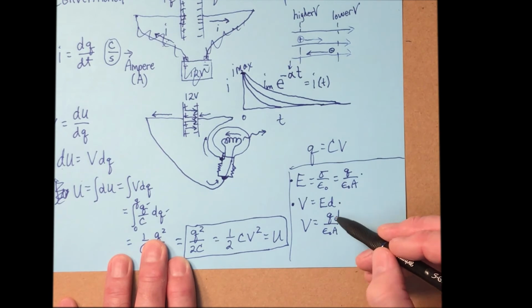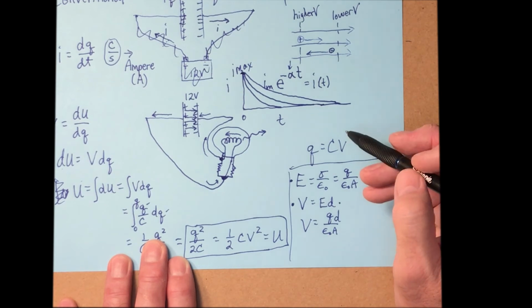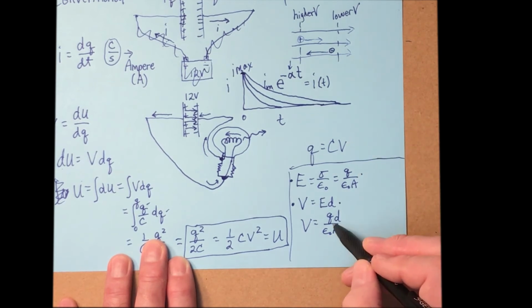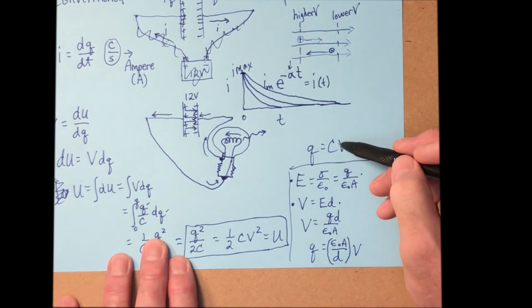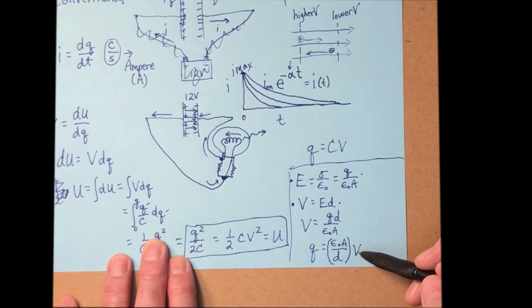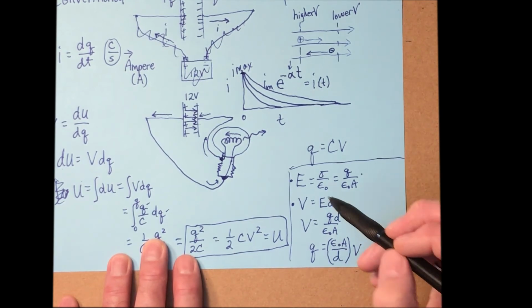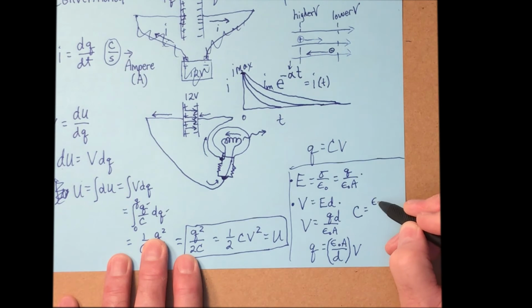So if I rewrite this equation and put it in this form, Q equals some constant times V, what's that going to look like? Just solving for Q, Q is equal to epsilon naught A over D times V. So what's in parentheses right there, that is the C, because the form of this equation is the same as the form of the capacitor equation. So for a parallel plate capacitor, like we've imagined here, the capacitance is equal to epsilon naught A over D.